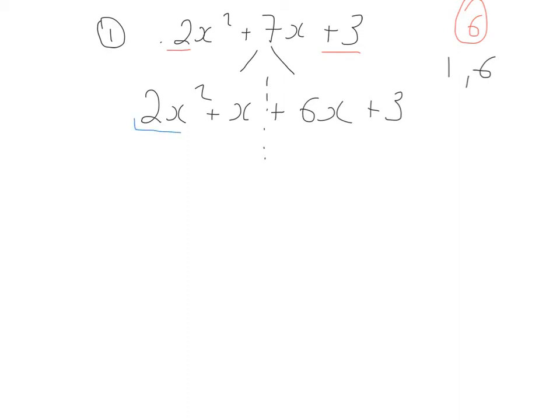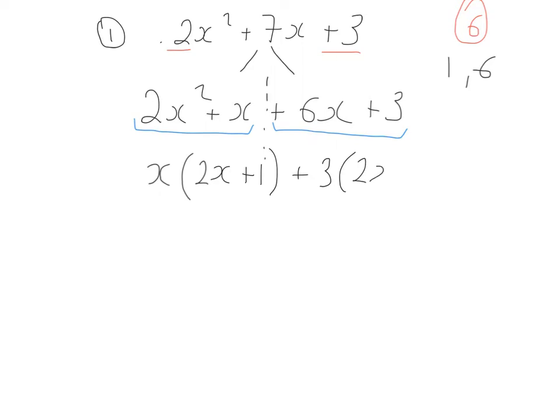Next thing that I do is to factorise this side and then factorise this side. So from 2x squared plus x, highest common factor is x, so that's x bracket 2x plus 1, plus, and from 6x plus 3 I can take 3 bracket 2x plus 1.